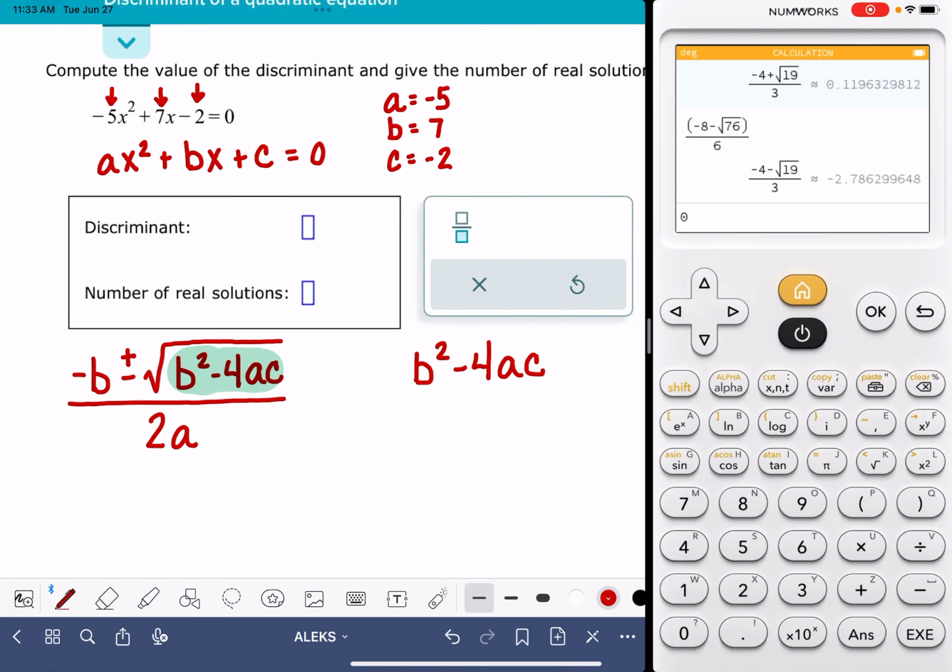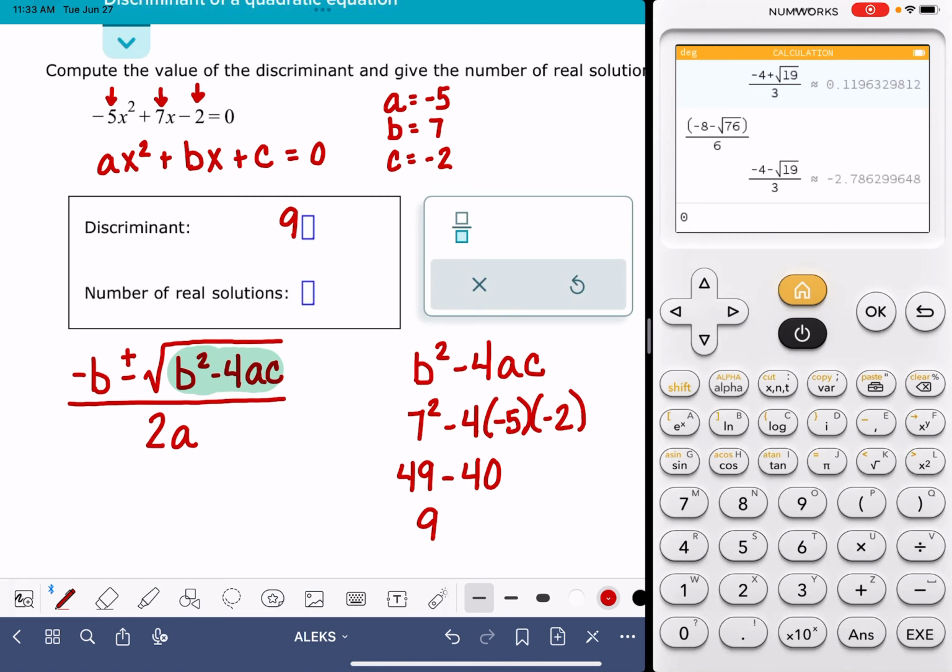So I'm going to plug those numbers into b squared minus 4ac. b squared, that's going to be 7 squared minus 4 times a, which is -5, and c, which is -2. I get 49 minus 4 times -5 times -2, which is 40. And that gives me a value for the discriminant of 9. So my value for the discriminant is 9.